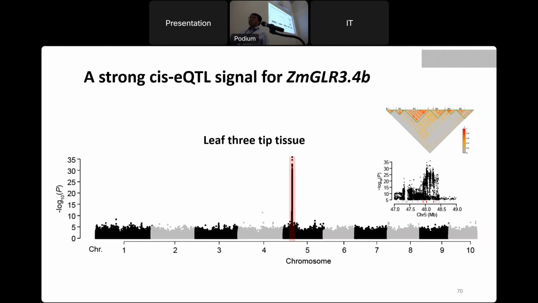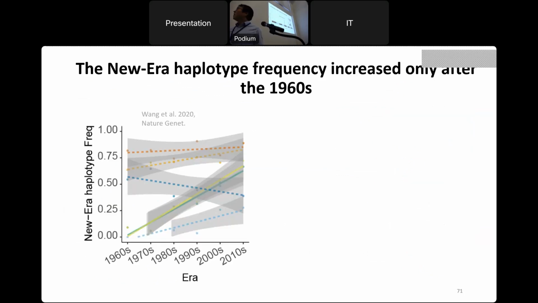Using gene expression obtained from, again, published data from Buckler et al., we found this second gene, GLR3.4, is likely cis-regulated. There's a strong eQTL signal located within the genic region.